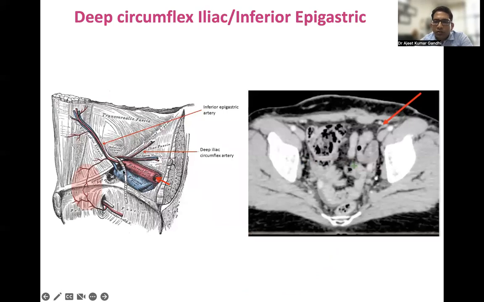One important branch of the external iliac artery, which is given at the level of the inguinal ligament, which corresponds to the caudal most extent of the external iliac lymph nodes, is the inferior epigastric artery, or the deep circumflex artery. Of this, the inferior epigastric artery is very well visualized on a contrast enhanced CT scan, and this would serve as the caudal edge of your external iliac contour.